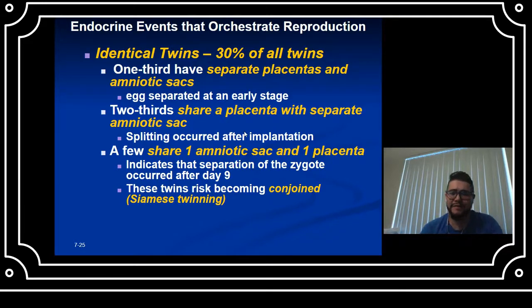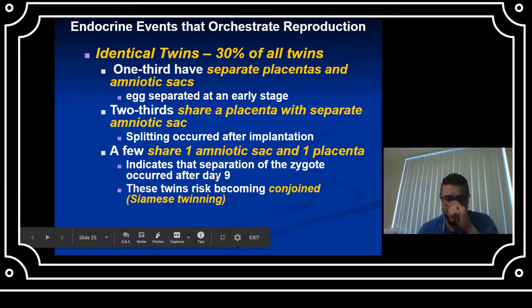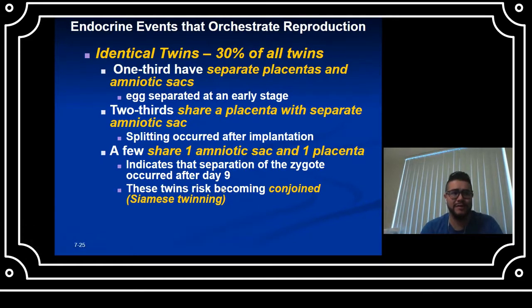And then finally, very, very rarely do they share 1 amniotic sac and 1 placenta. If that happens, it indicates a separation of the zygote occurring after day 9, so really, really late. And this leads to what are known as conjoined or Siamese twins. In that case, because there's 1 amniotic sac and 1 placenta, basically the embryos are really, really close to each other, and they end up touching at one point, and they develop like that, and that's why they become conjoined. This is different than non-identical twins, also called fraternal twins.